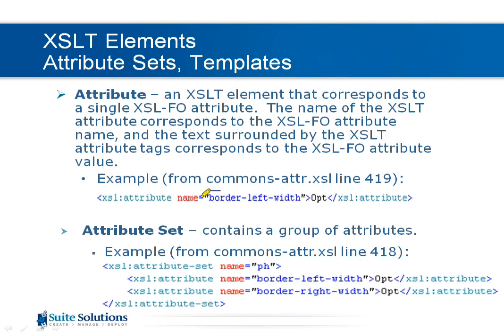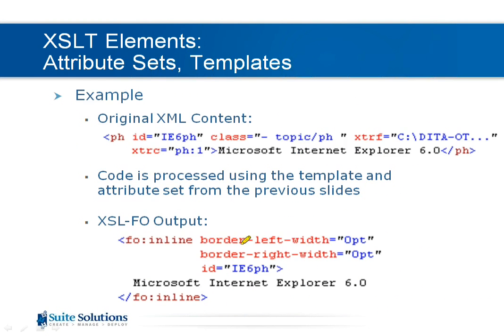So in our example, in XSL FO, we have this. We have XSL attribute, name equals border left width, and the value of the element is 0 point. When that gets translated into XSL FO, it doesn't look like this. Remember this? Okay, name is border left width, value is 0 point. It actually says border left width equals 0 point. That's all I was trying to say.